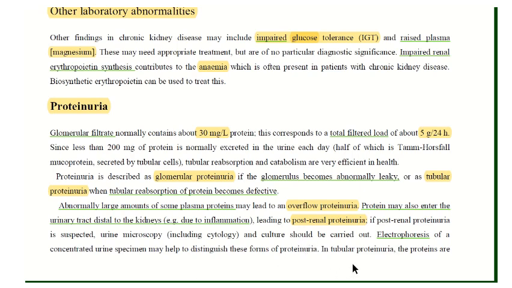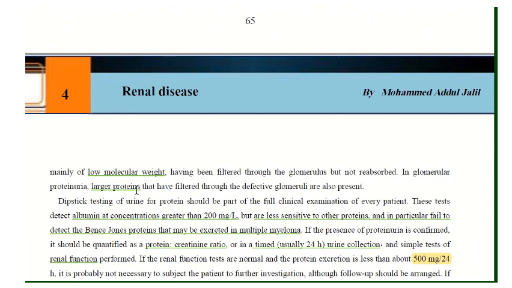In tubular proteinuria, the proteins are mainly of low molecular weight, having been filtered through the glomerulus but not reabsorbed. أما في حالة glomerular proteinuria, larger proteins that have filtered through the defective glomeruli are also present.